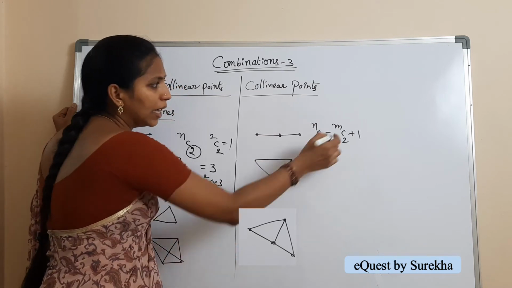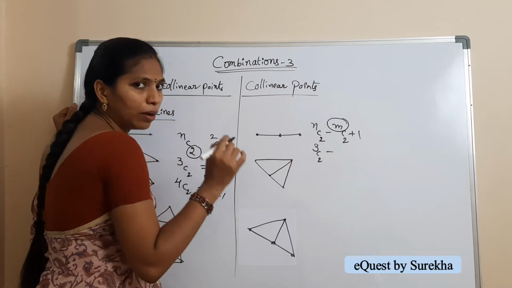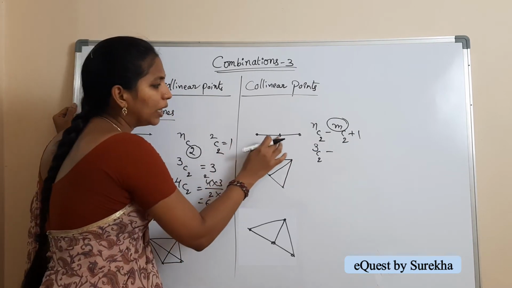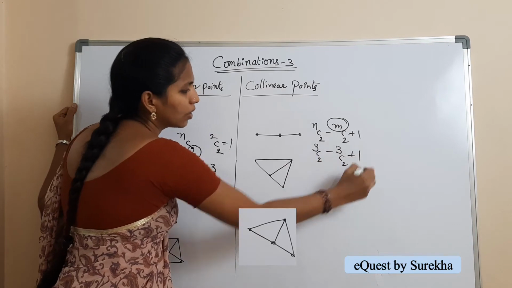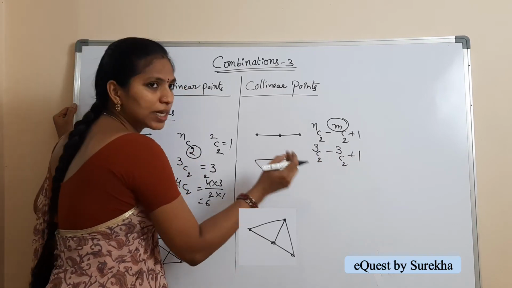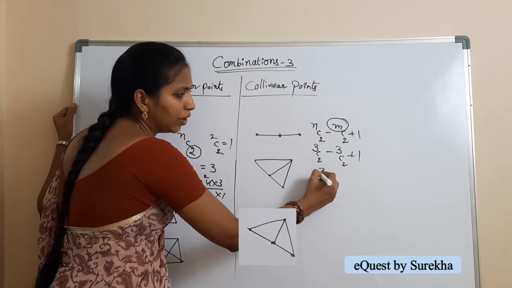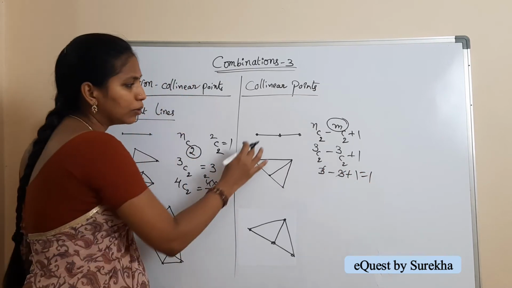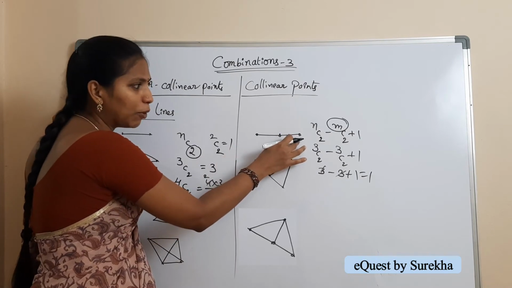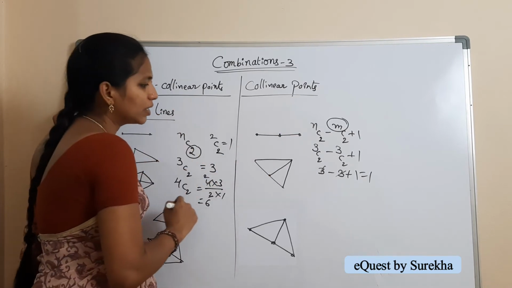3C2 minus M, where M is the number of collinear points. How many collinear points are there? 3. So 3C2 plus 1. 3C2 is nothing but 3. Then 3 minus 3 plus 1 equals 1. By using these 3 collinear points, we can draw only one straight line.